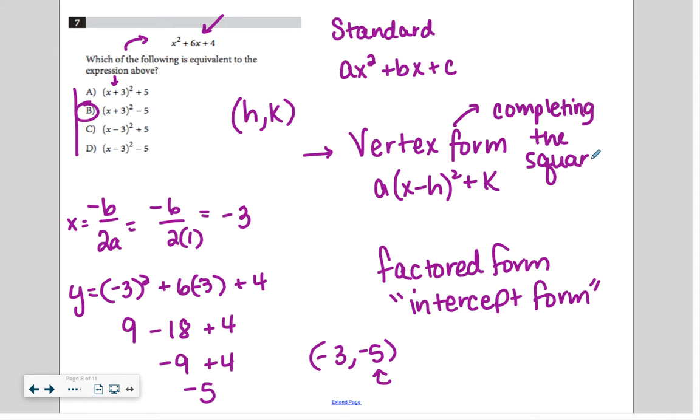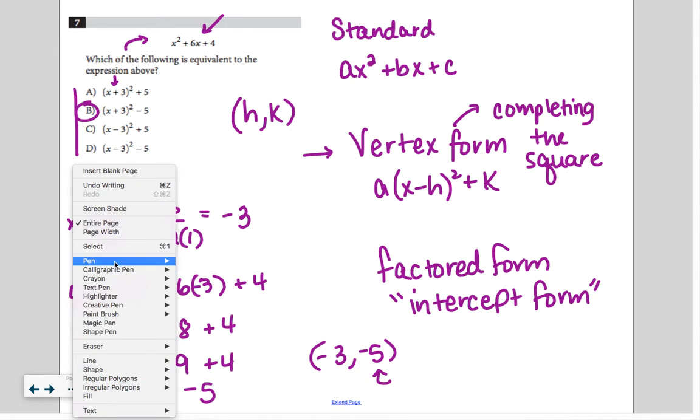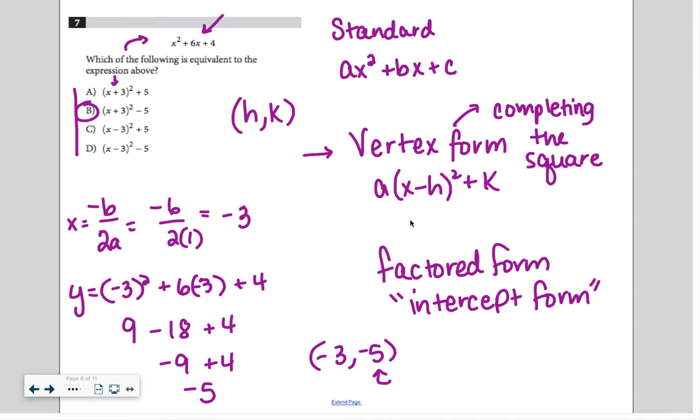Completing the square. Okay, so how do we do that? Well, we need an equation to do that. So I'm actually going to make an equation. You know what? Let me erase a little bit so you can see what I'm doing. I'm going to erase all of this and get it out of the way.